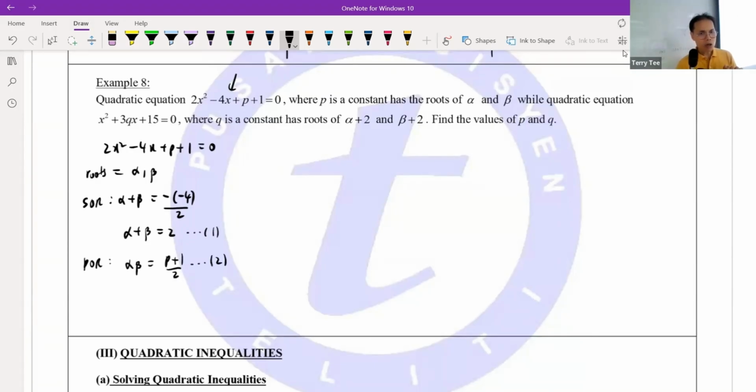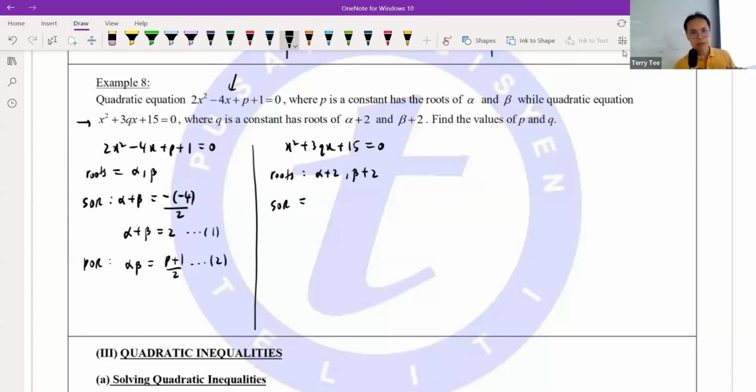You don't even have to call it equation 1, equation 2. I just leave it out. Now, my second equation, x squared plus 3qx plus 15 equals 0, has roots of alpha plus 2 and beta plus 2. So we're going to form another pair of SOR POR. This SOR is given by alpha plus 2 plus beta plus 2, negative b over a.